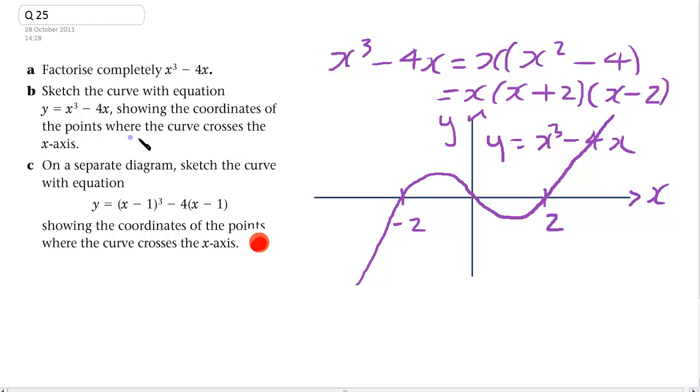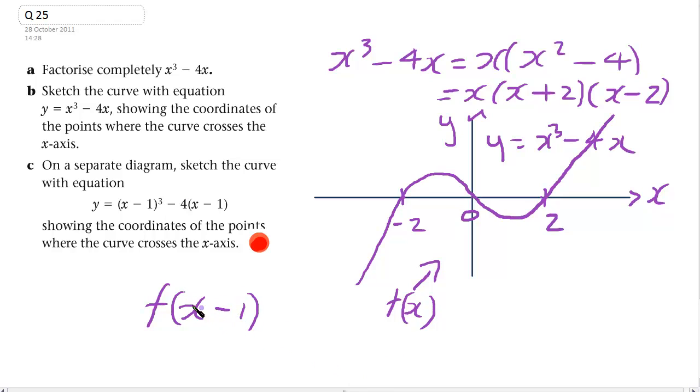We're asked to show the coordinates of the point where the curve crosses the x-axis. I suppose I better put that point in there as well. Part C, on a separate diagram, sketch the curve y equals (x minus 1) cubed minus 4(x minus 1). So basically you've got this minus 1. If this is f of x, we're being asked to draw the graph of f of (x minus 1).